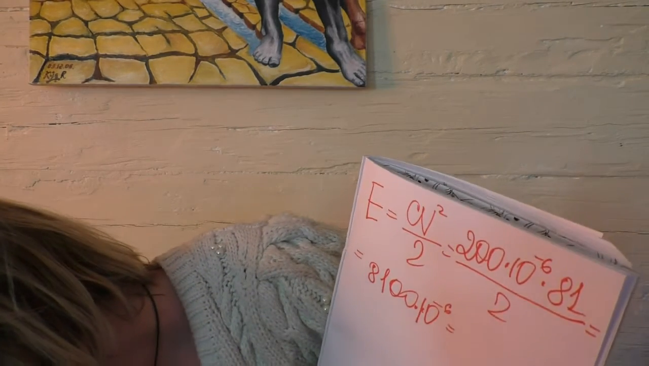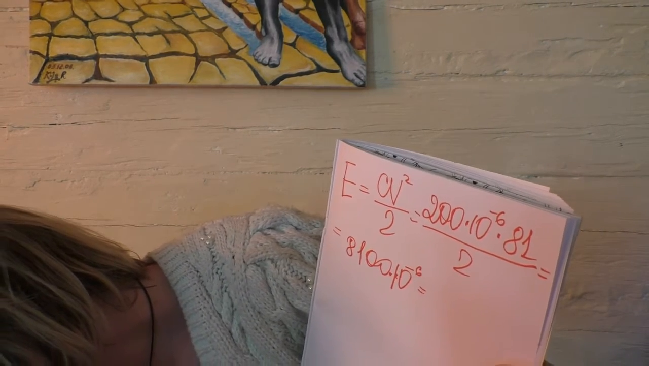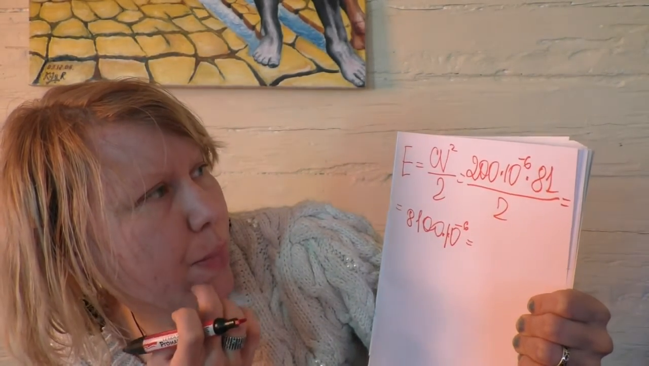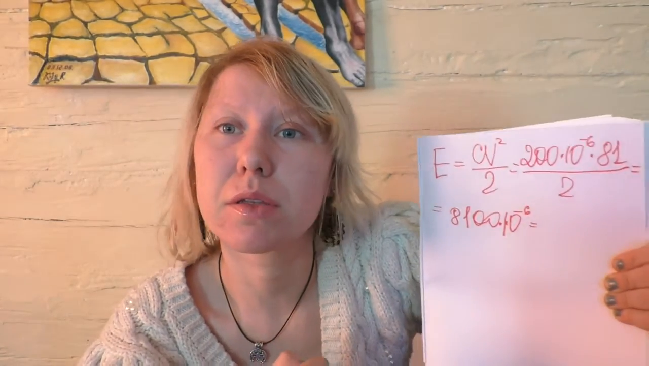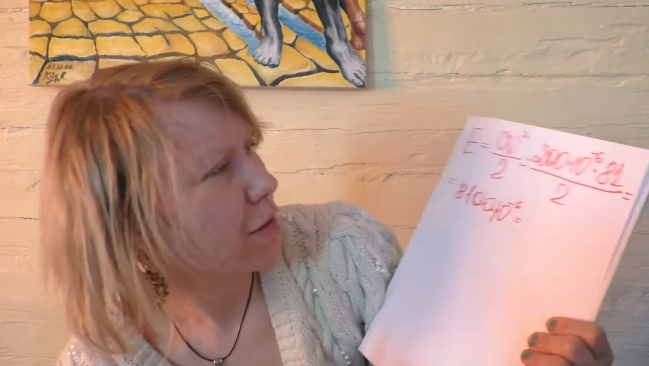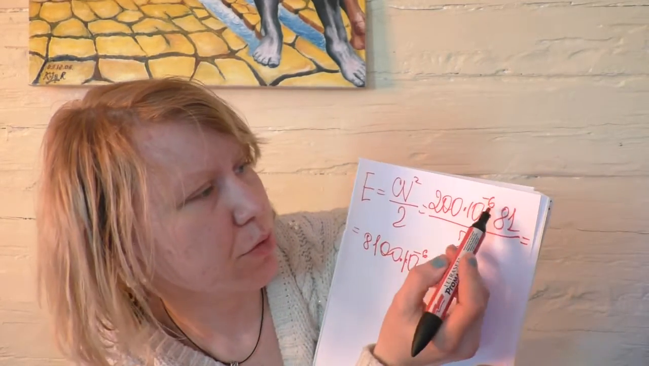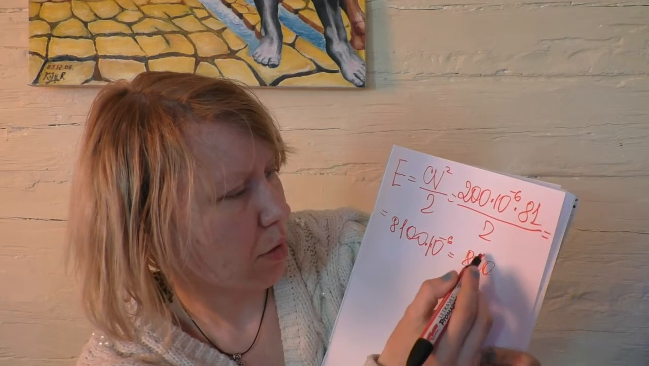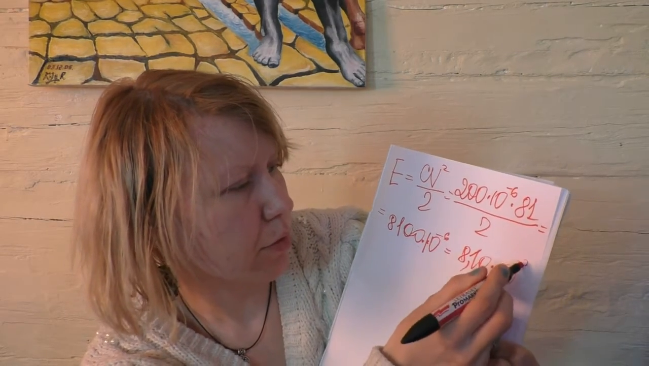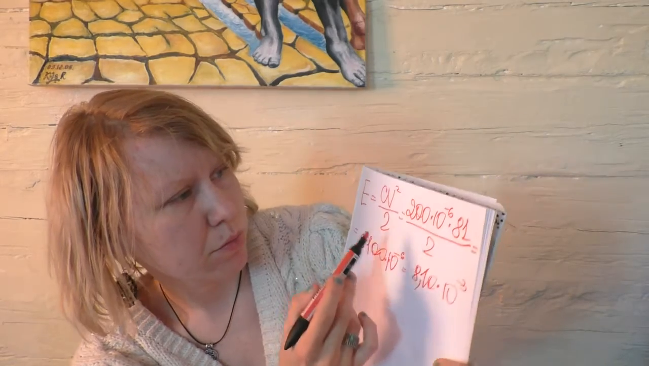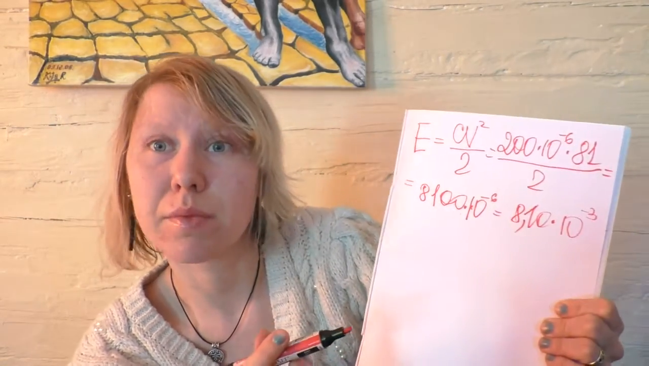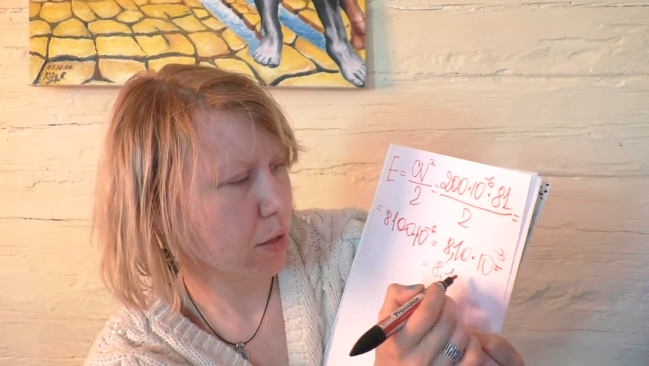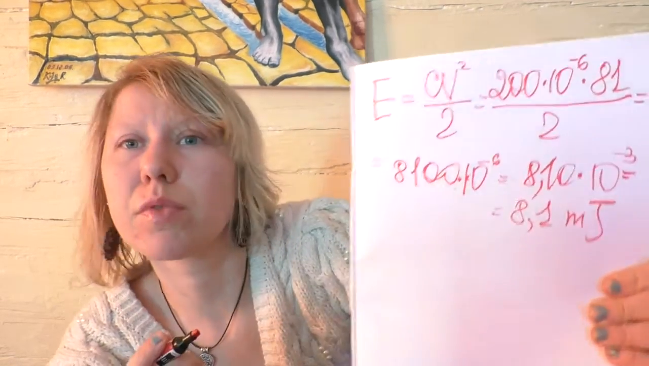One moment. I think if I have some mistakes in solving this task, if it's minus 6, it will be 8.1 times 10 to the minus 3. Yes, it will be minus 3. So we can say that it's 8.1 millijoules.